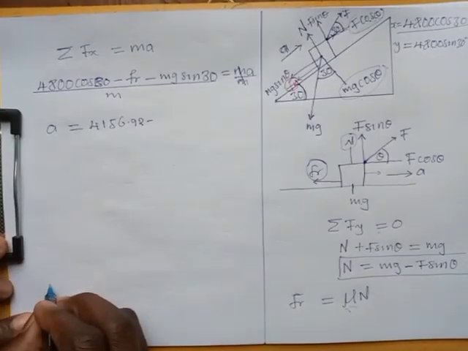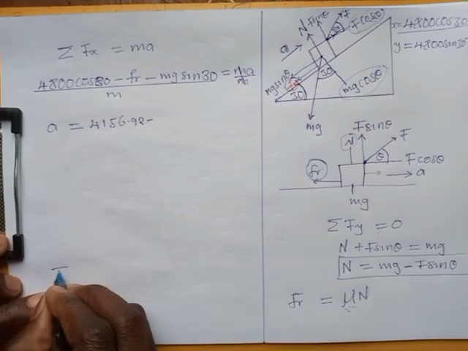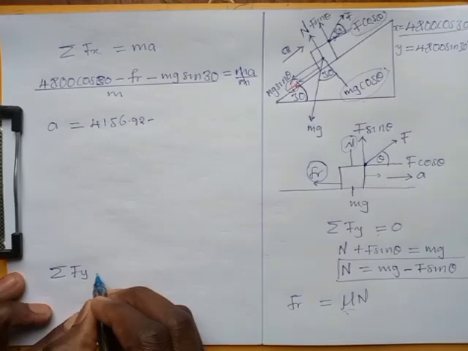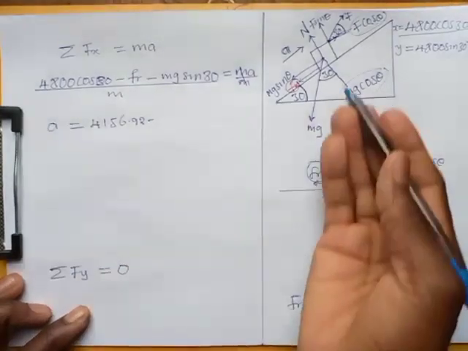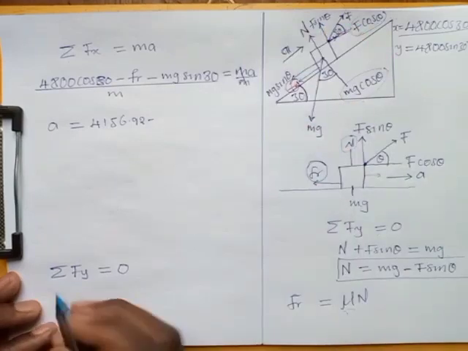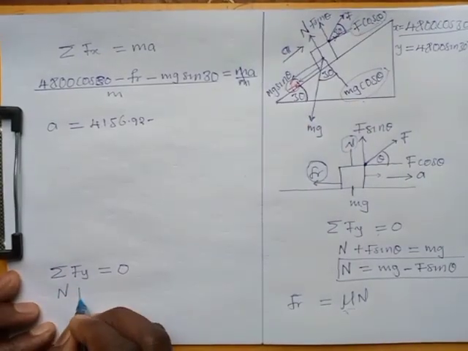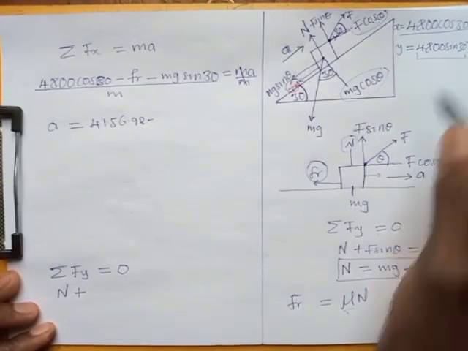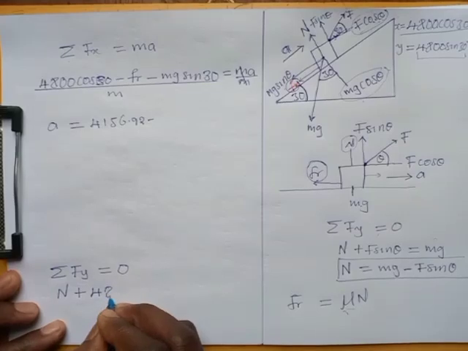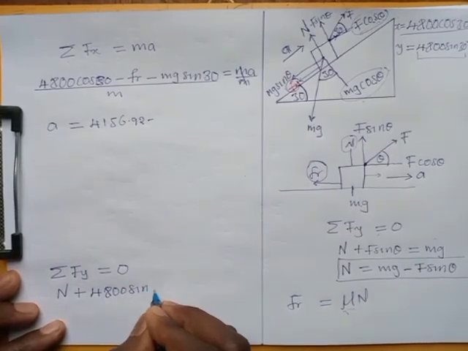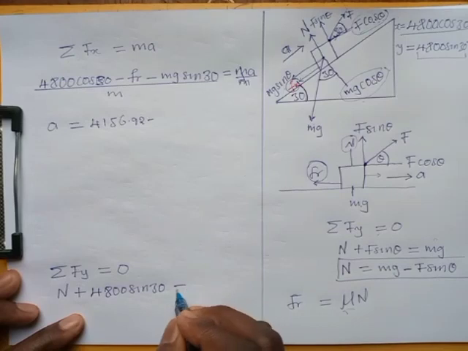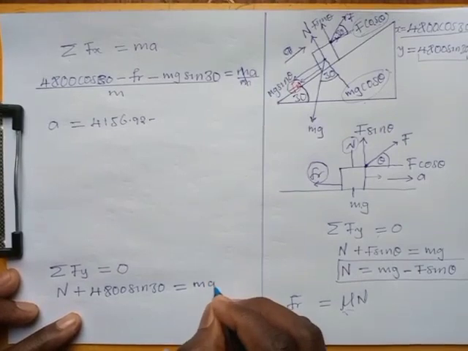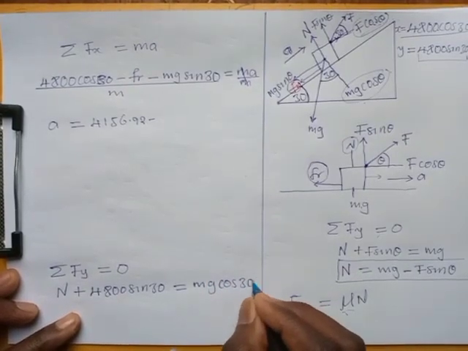Okay, let me try to demonstrate it somewhere down here. We are going to have the summation of forces in y. The summation of forces in y must be equal to 0 because we don't have acceleration, or we don't have motion in y. So we are going to have normal plus the component which is given here, 4,800 sine 30. I'll equate everything to the downward part. The downward part has to be mg cos 30 degrees.